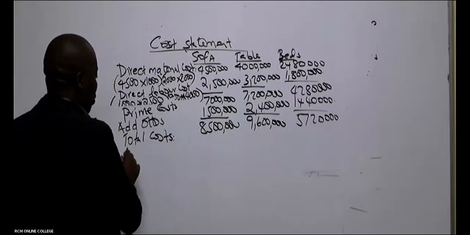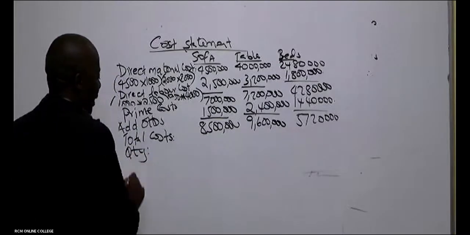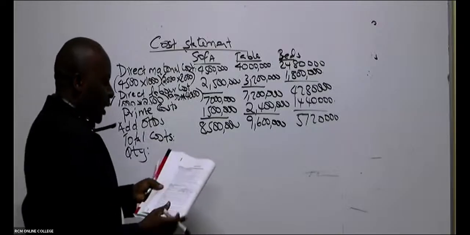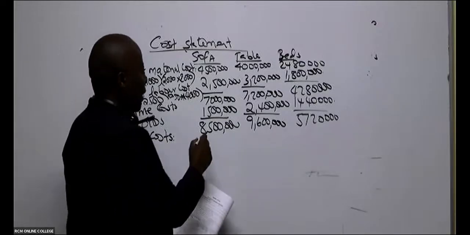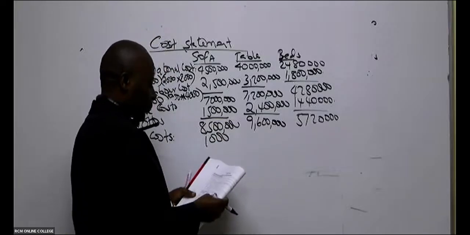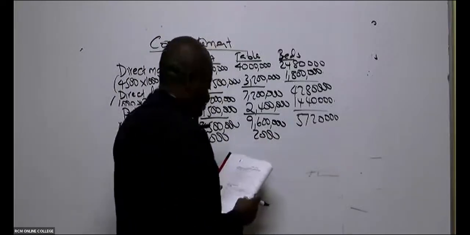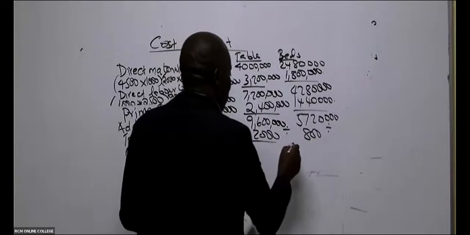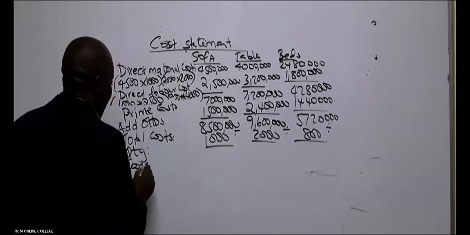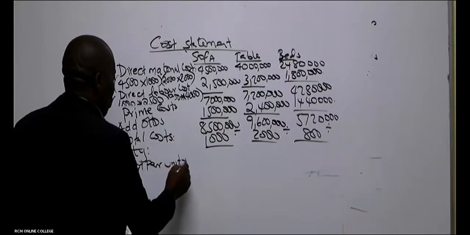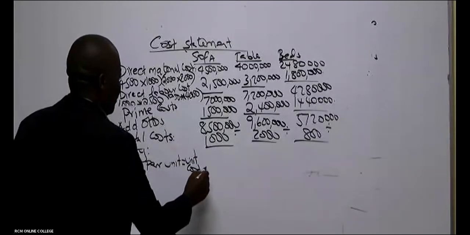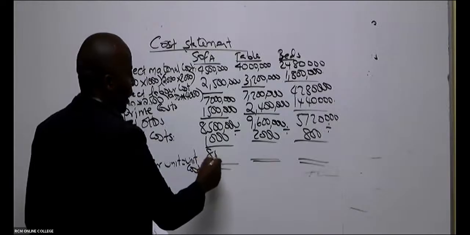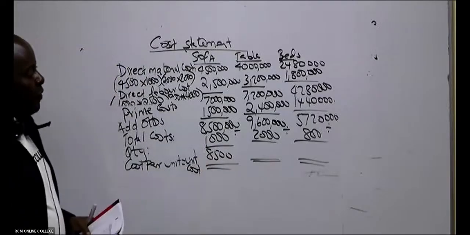So we have here quantity. What are we producing? The quantity for each one is given at the very top. Sofa sets, we are producing 1,000. Tables, 2,000. Beds, 800. Divided by these, will you be able to give me cost per unit? We are dividing, remember. So the first one will be 8,500.